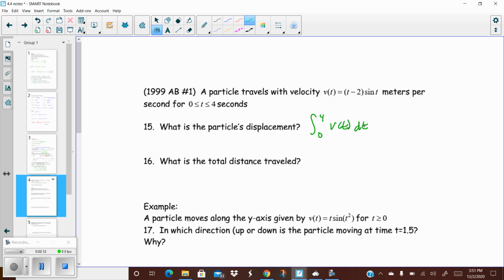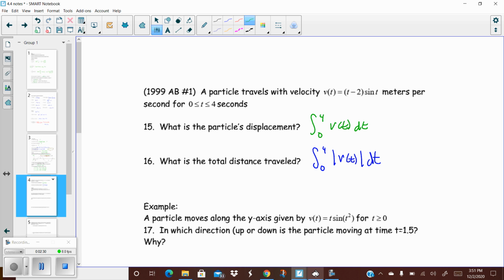And before I actually show you the calculator stuff, we're going to look at number 16, which says, what's the total distance? Total distance, again, the only difference there is that total distance is going to be the absolute value of velocity. So now knowing how to plug these things into the calculator is pretty important.